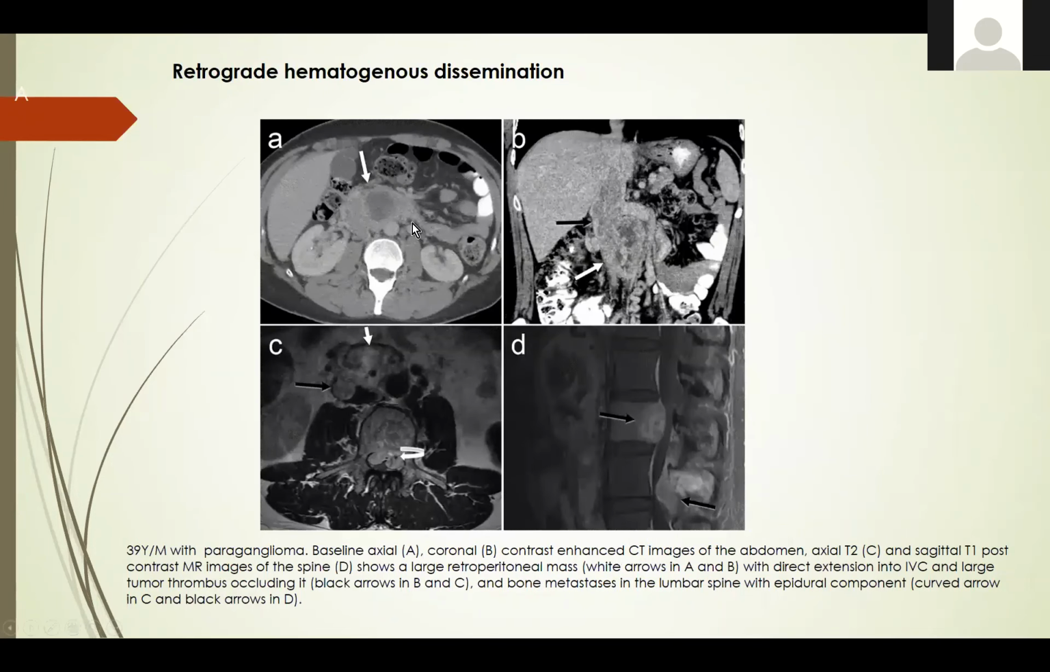Another example of retrograde hematogenous dissemination: this patient has IVC occlusion from retroperitoneal paraganglioma. And this patient never developed lung metastasis. Usually you expect lung metastasis to occur before anything else, but this particular patient did not develop lung metastasis. Due to IVC occlusion, there was more retrograde spread.